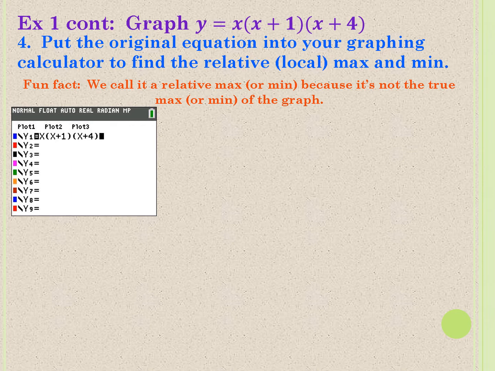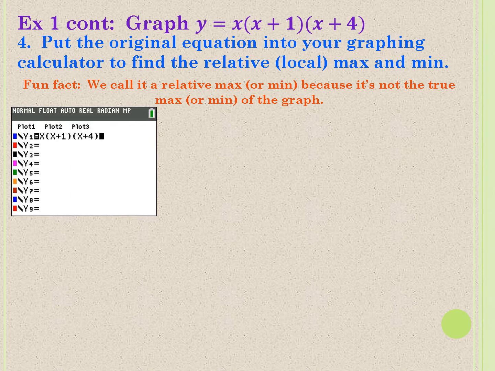Now I always get the question, does it matter if I use the factored form or the standard form? Here's the deal. I would always put the form that they have you start out with. So if they started you off with standard form, put the standard form. If they started you out with factored form, put the factored form.